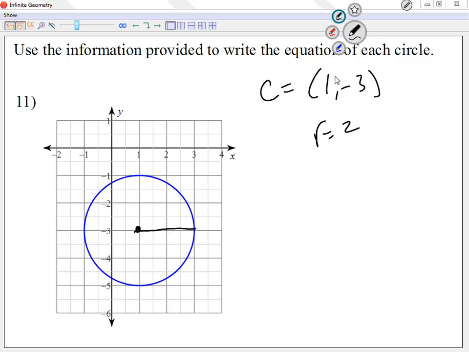So I gave you guys a center. I gave you guys a radius. I gave it to you graphically, but I gave it to you. Now the equation of this circle will be x minus 1 squared plus y plus 3 squared is equal to 4. I'm treating it like I did questions 1 through 10.